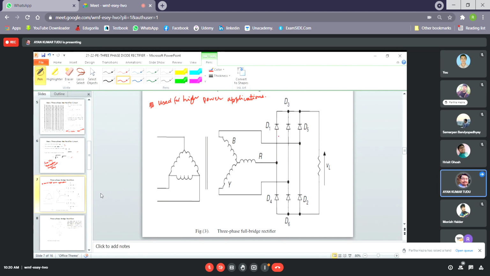Similarly, if we apply the KVL at the bottom half of the bridge, it shows that only one diode in the bottom half of the bridge may conduct. That particular diode has its cathode connected to the phase voltage that is lowest at that particular instant.